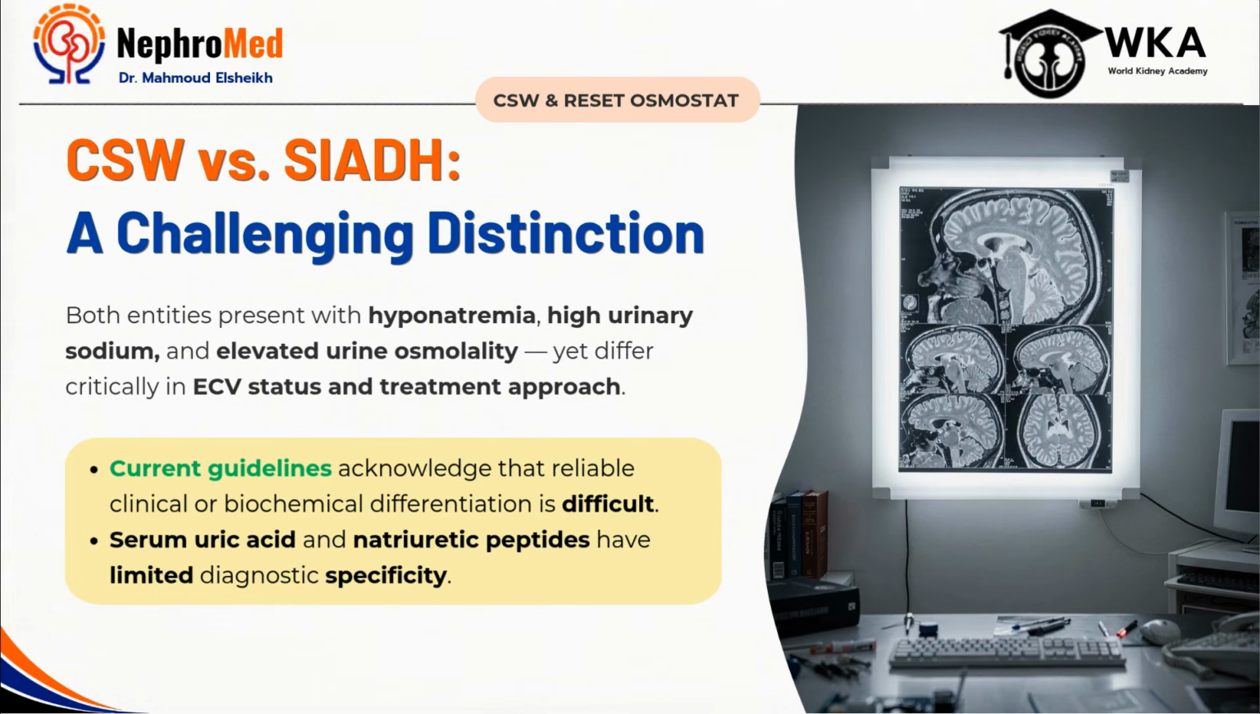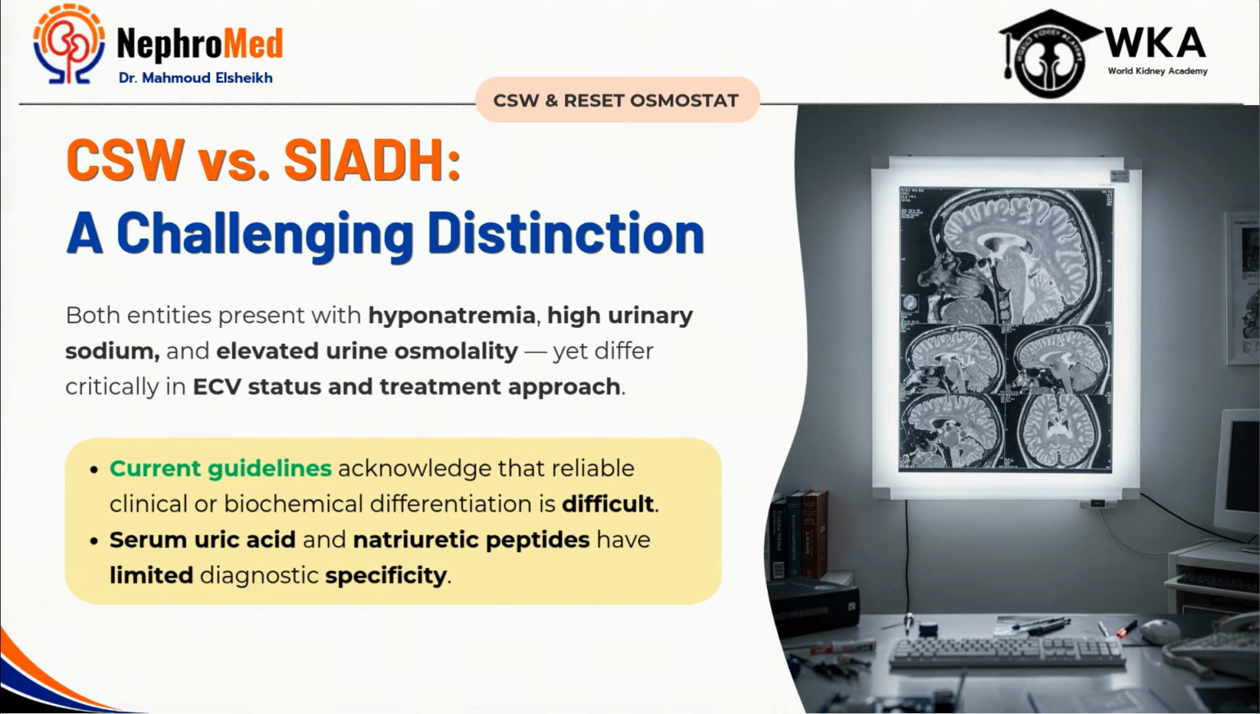This is one of the most challenging and controversial areas in hyponatremia. Cerebral salt wasting and SIADH can look remarkably similar at the first instance. Both typically present with hyponatremia, high urinary sodium, and inappropriately elevated urine osmolality. So at first glance, the biochemical profile may appear almost identical. But the critical difference lies in the effective circulating volume status. And because of that, the treatment approach becomes completely opposite.